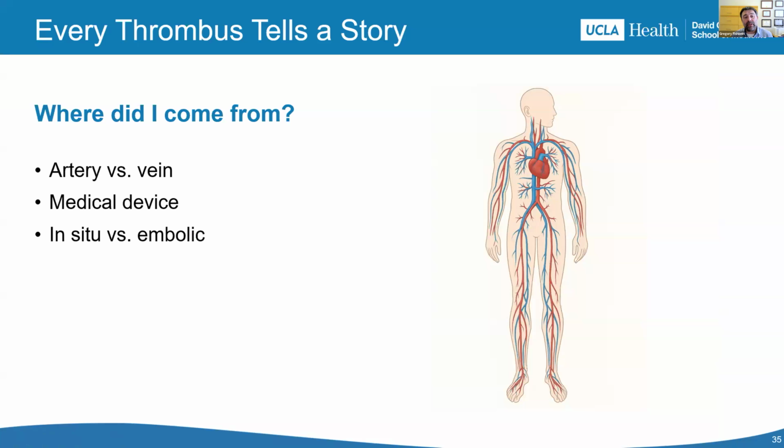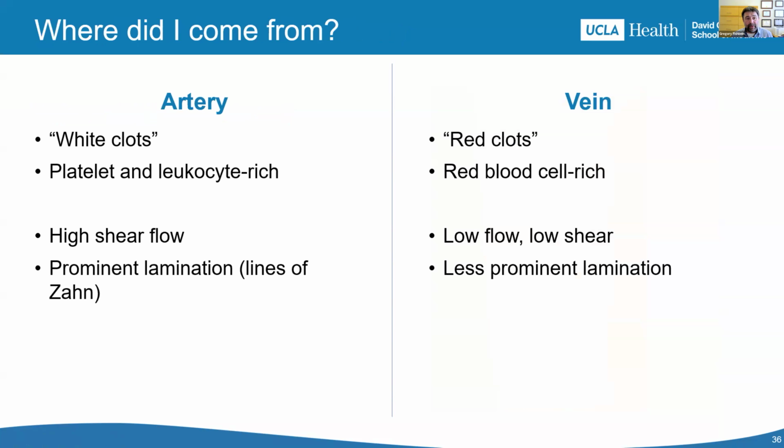Where did it come from? So sometimes you can tell where a thrombus came from based on its appearance, whether it's an artery or vein or a medical device, or whether it formed in situ or embolized from someplace else. It's said that arterial clots are white because they have more platelets and leukocytes, and venous clots are red because they have more red cells. The artery is a high shear flow environment, so the lines of Zahn are more prominent than the veins, which have low flow, low shear.